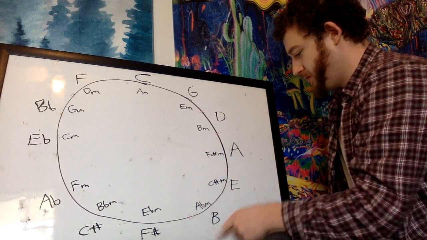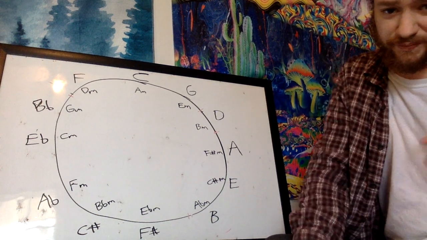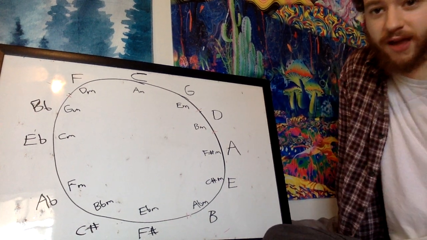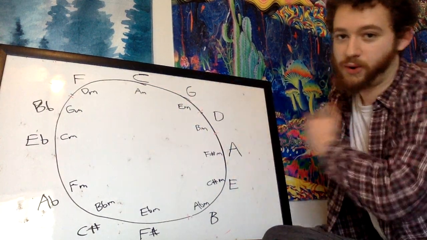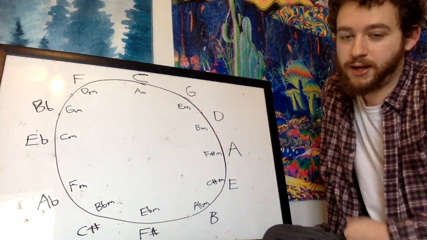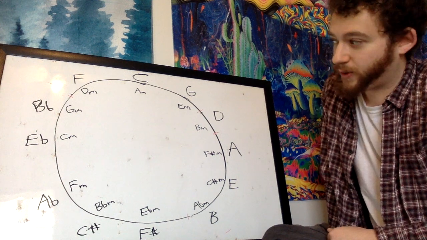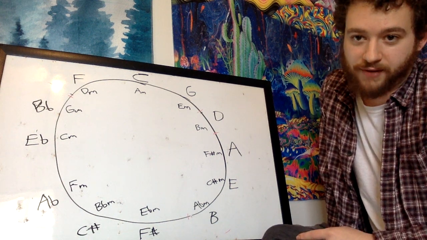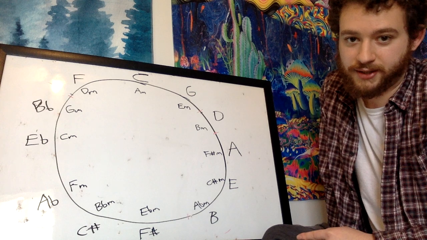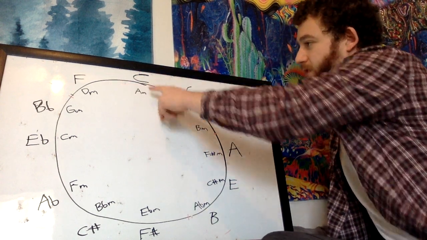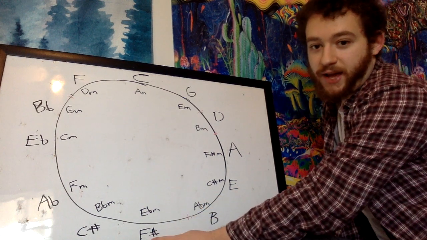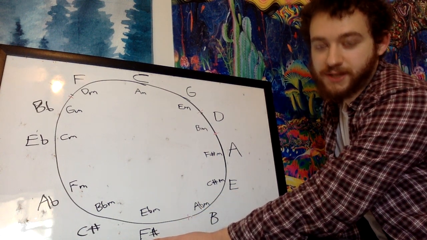then we can start. The further away you get from your original starting key up here, it could be anywhere, I'm just going to use C for simplicity, it's at the top, the less notes you have in common in that given key. So G and F have the most in common with C. F sharp has the least in common with the key of C.